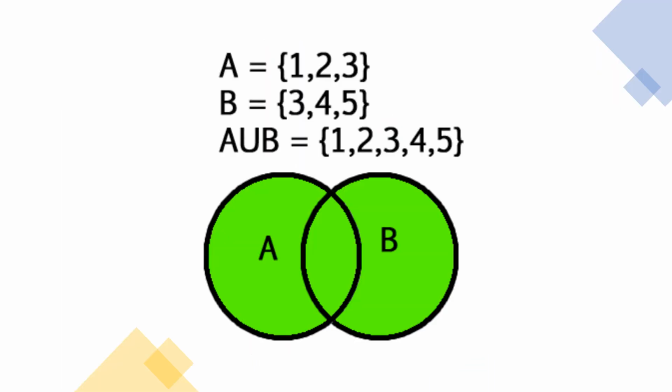This is a simple example of a Venn diagram, and we are assuming that A has 1, 2, 3, and B has 3, 4, 5. So A union B would be 1, 2, 3, 4, 5. Right? Simple.